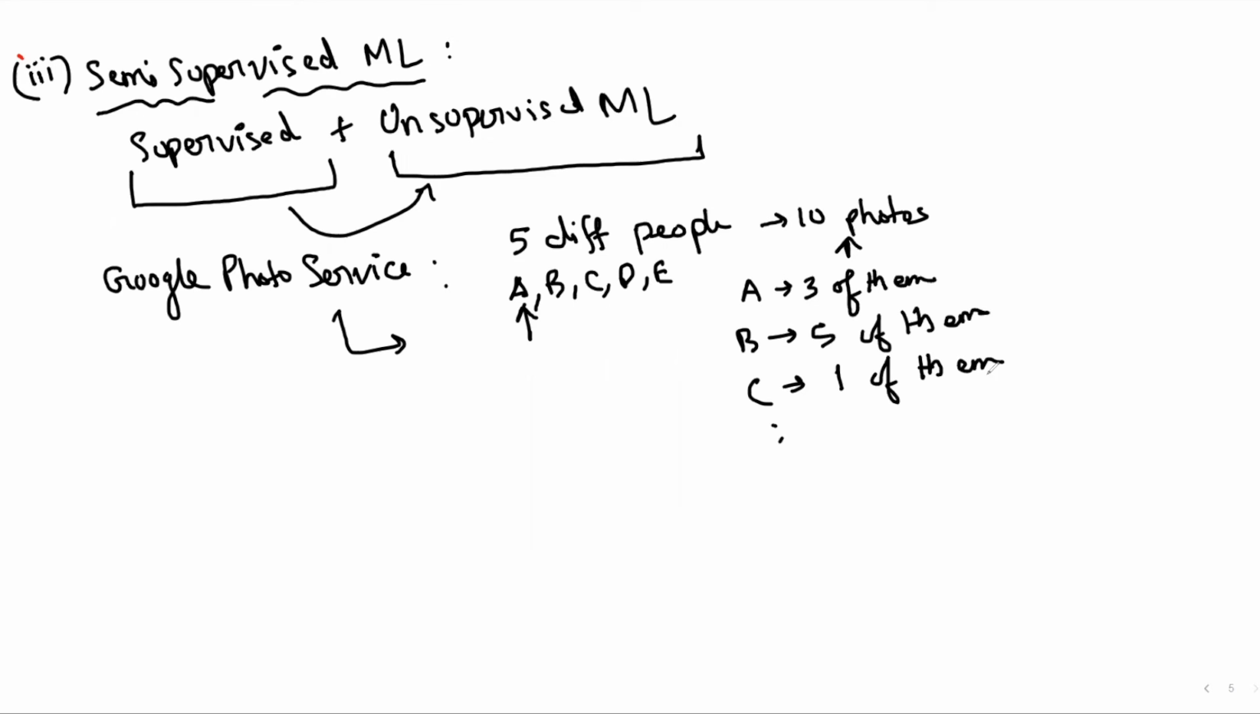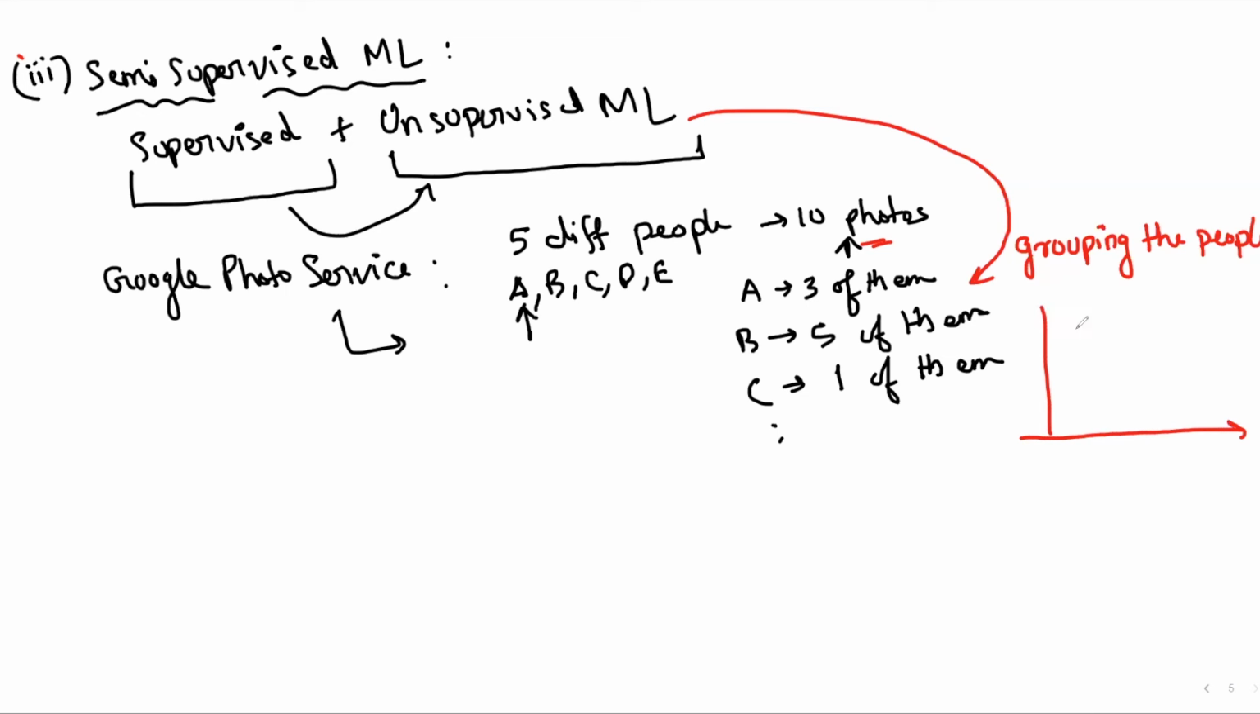So what actually are we doing here? We are doing unsupervised machine learning, right? We are grouping. We are grouping our customers, in this case, grouping the people, right? A is arriving in 3 of the photos out of 10. B is arriving in 5 of them. C is arriving in 1 of them, right? So we are grouping them as we saw in our previous discussion.